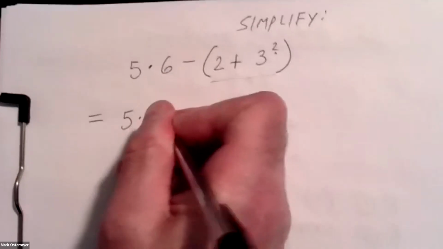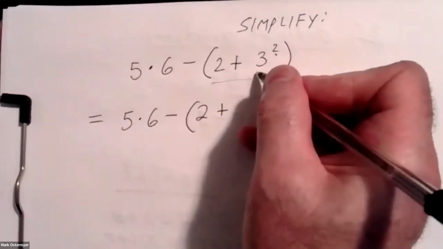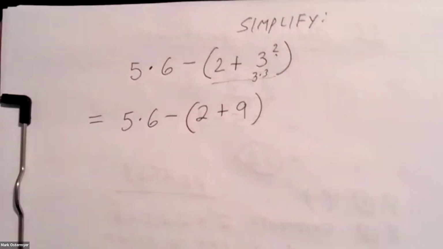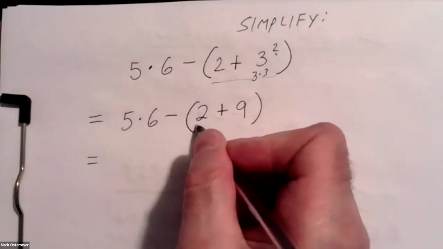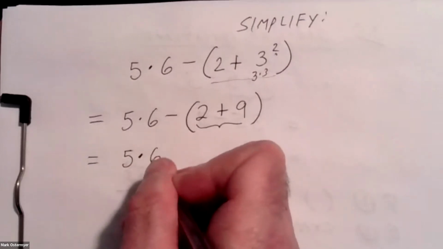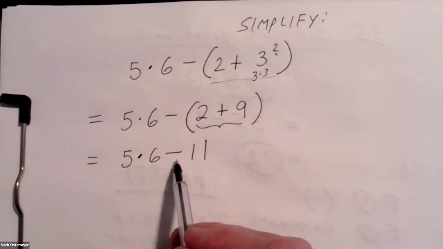So here's what we'd have to do first. We would have to square 3. And 3 squared is 3 times 3, which is what? 9. Now we're still inside the parentheses, so the next thing we'd have to do is add. 2 plus 9 is what? 11. And we could drop the parentheses around the 2 and the 9 at this point in time. We got it down to this now. What's next, ladies? I would multiply or subtract.